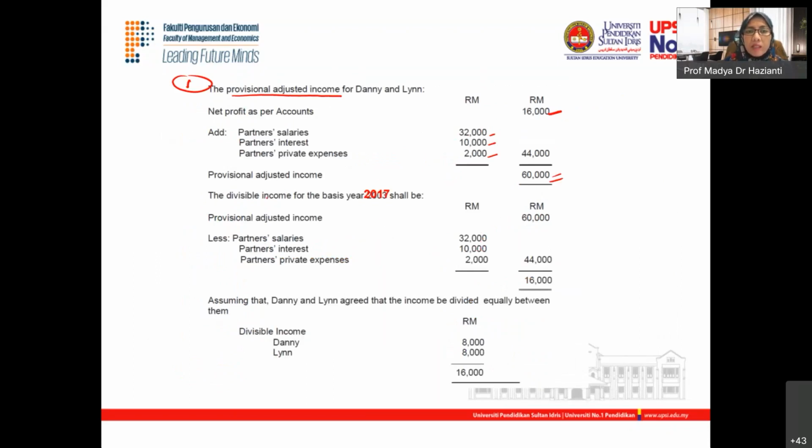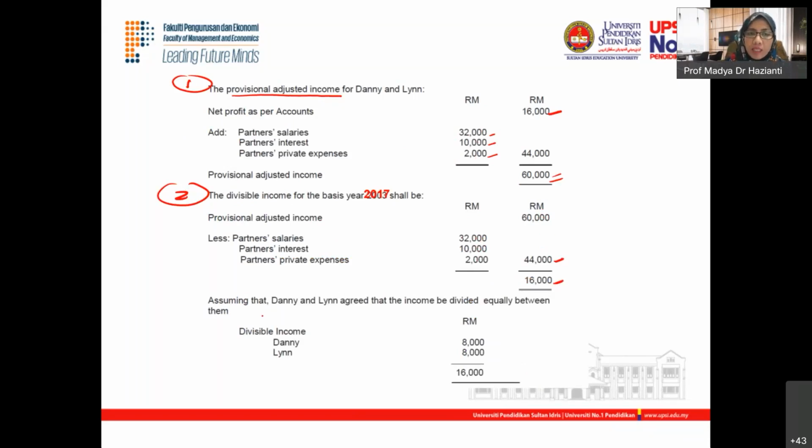This is the format divisible income. Dalam soalan tu letak 2003, salah tu. So should change to 2017. So dah dapat step 1, this is step 2. Cari divisible income. Start with provisional adjusted income 60,000 ni. Tolak balik all the private expenses, nombor kat atas ni tadi, 44,000, dapatlah 16,000.